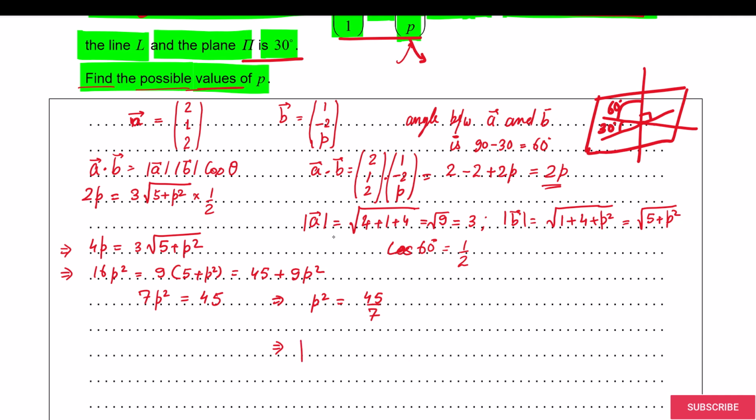So here it is going to be p equals plus or minus the square root of 45 over 7, and 45 is 9 into 5, so the square root of 9 is 3, so we can finally write it as plus or minus 3 times the square root of 5 over 7. So these are the values of p. I hope it's clear. Let's do the next question.